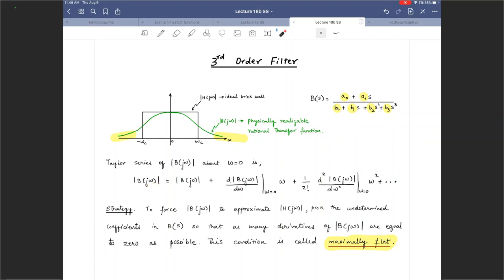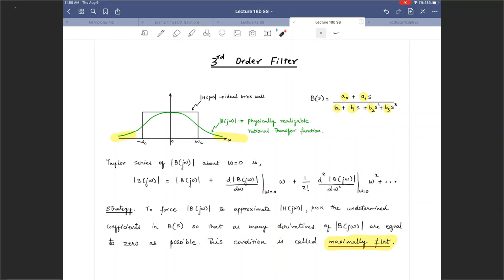|B(jω)| can be written as |B(jω)| at ω equals 0, plus the first derivative evaluated at ω equals 0, where the derivatives are with respect to ω, multiplied by ω, so that's the linear term there. Then 1 divided by 2 factorial, the second derivative of B(jω) evaluated at ω equals 0, multiplied by ω squared, and so on, right?